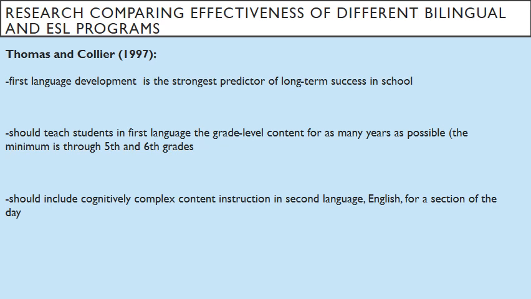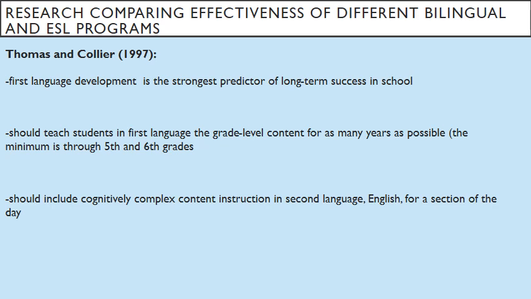Also, Thomas and Collier found that students should be taught grade level content in their first language for as many years as possible. So the minimum would be 5th to 6th grade that they're being taught curriculum in their native language. And the idea is that because they were being taught that content in their native language, they're much more likely to retain and understand that information. And so they would be more likely to be at or above grade level if they were initially taught content in their native language.